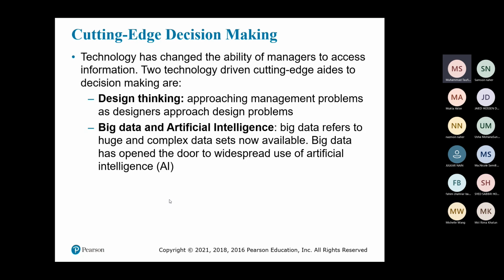First is design thinking: approaching management problems as designers approach a design problem. So we have to change how we think and how we approach the problem. We are using the method, or the approach, used by designers on how they approach their design problems. Design thinking has been described as approaching a management problem the way a designer approaches a design problem.